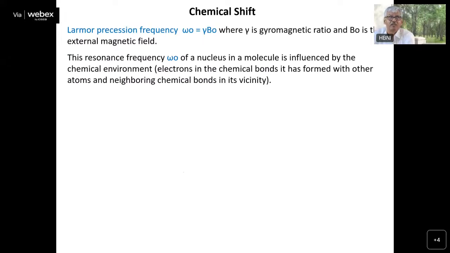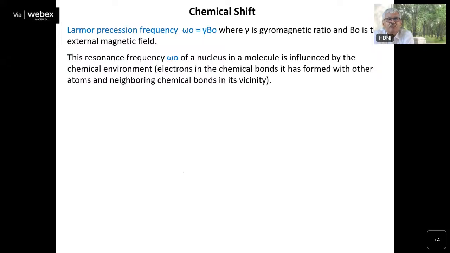So let us see what is chemical shift. What so far we have seen is the Larmor precession frequency, which you can correlate to the gyromagnetic ratio of the observing nuclei and the applied magnetic field. So omega 0 is the precessional frequency equal to gamma B0. This precessional frequency is also called the resonance frequency because it happens during the resonance when the nuclei absorb the radio frequency.